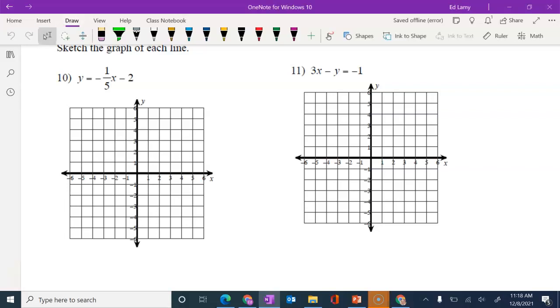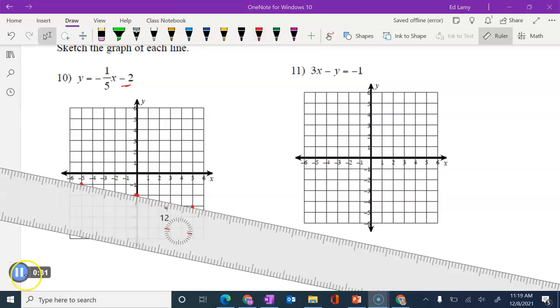The chapter 1 exam review starts with something everybody's familiar with, graphing a line. Number 10 is in slope-intercept form already. So the y-intercept is at -2. Make a mark at -2 on the y-intercept. And we use a slope of -1/5. So the negative, we could go down 1 and to the right 5, or we could go up 1 and to the left 5. And then we hit that with a ruler.